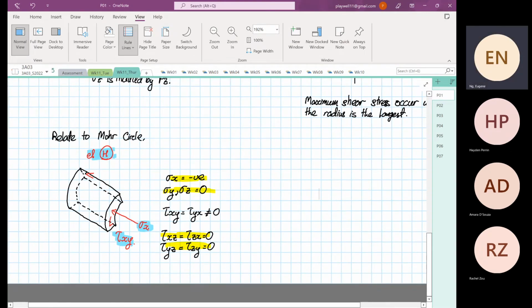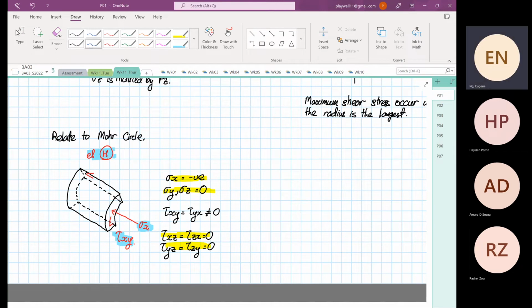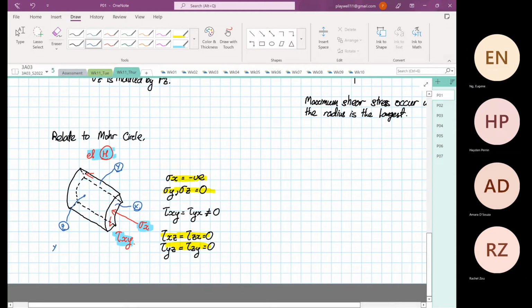I'm going to do this in 3D, right? So this is our surface, this is our X. I'm going to call this surface over here Y, and this surface at the front is Z. Okay, so we'll declare down here the XY plane is the in plane. The XY plane is the in plane.